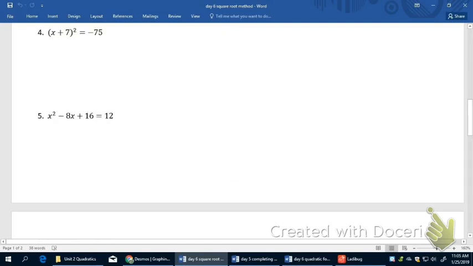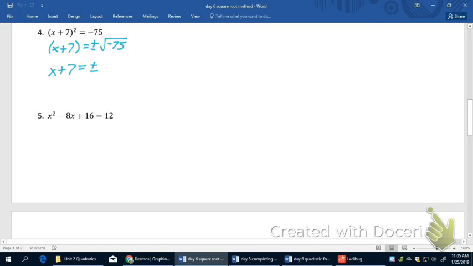Alright, on number 4, there is a bx term, but it's actually already been written as a perfect square. So it's being squared. I'll plus or minus the square root on my first step, so x plus 7 would equal the plus or minus square root of negative 75. Now I'm going to simplify that plus or minus square root of negative 75 really quick.